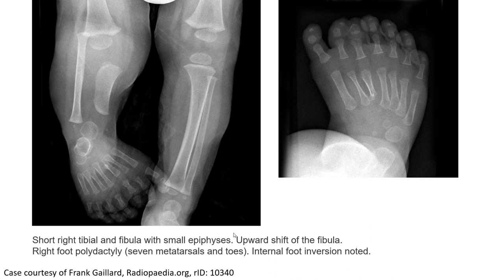This is another example. So, short right tibia and fibula with small epiphyses, upward shift of the fibula, right foot polydactyly, 7 metatarsals and toes, internal foot inversion noted. This is associated with a syndrome.